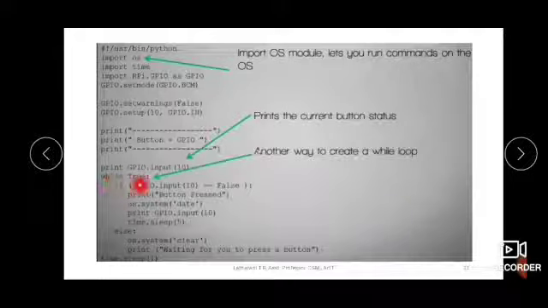After that we are creating an infinite loop with while true. Then GPIO.input of button 10 equal to false. That means the push button is not pressed. Sorry, false means it is pressed. So print button pressed, and then it will call os.system. So os we have imported here, right? So that os.system function is called.